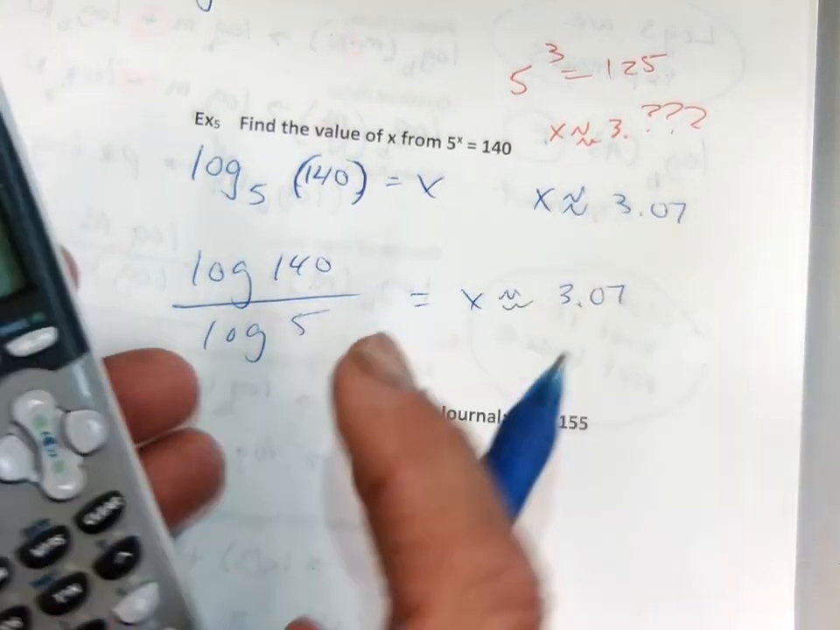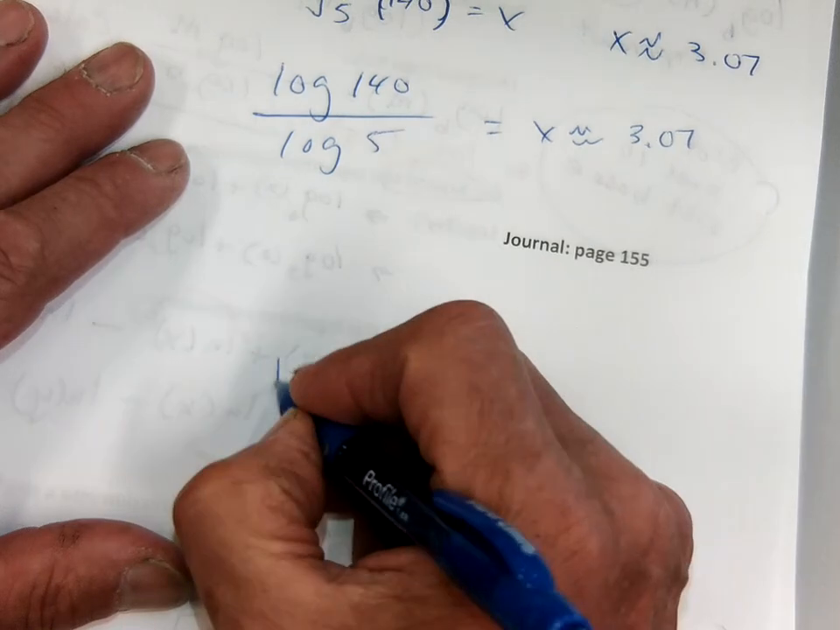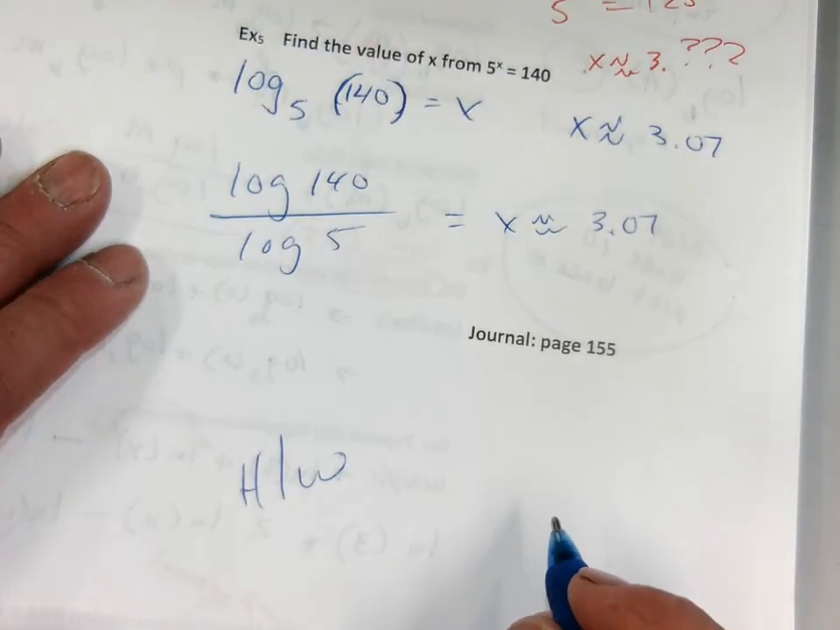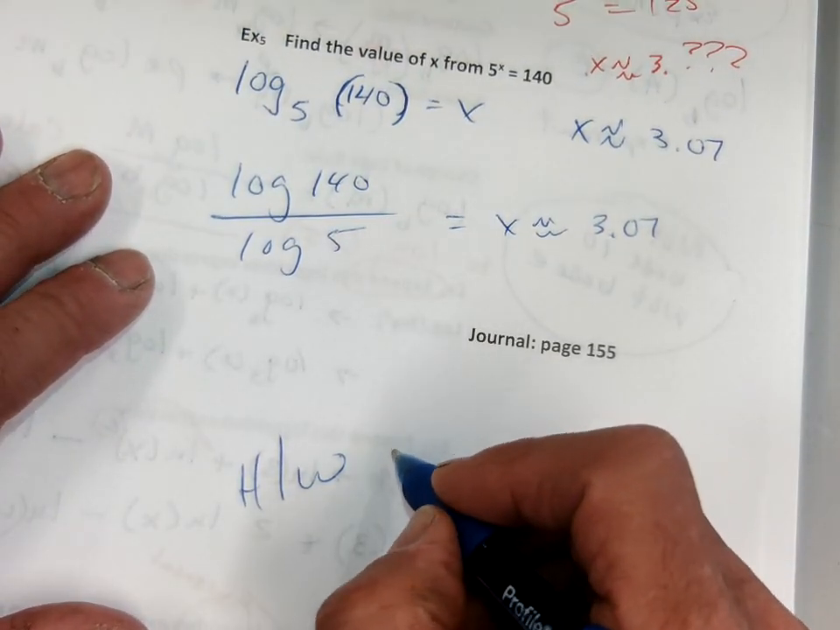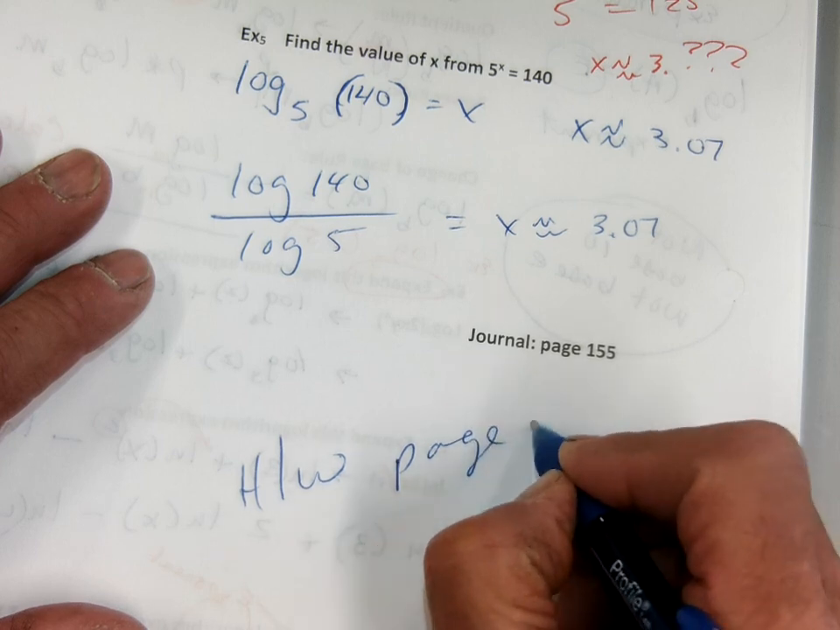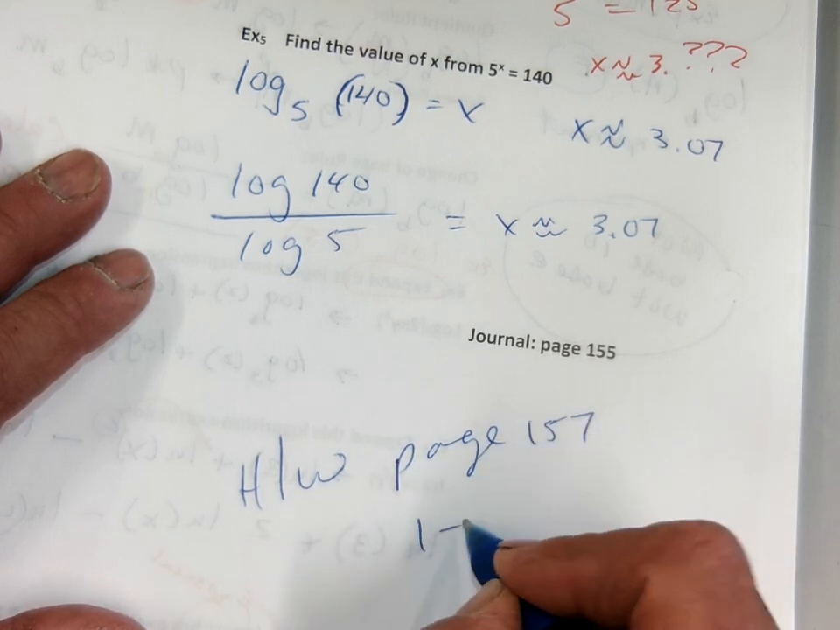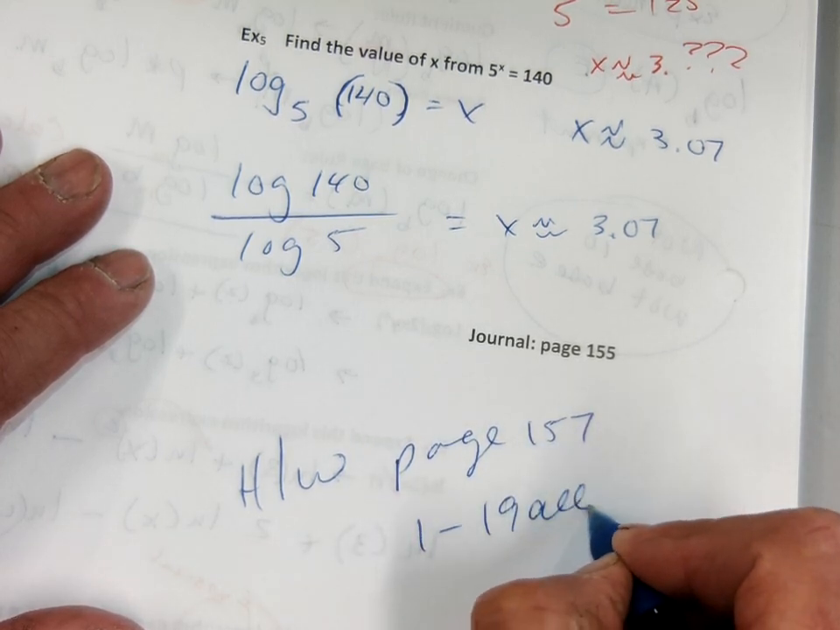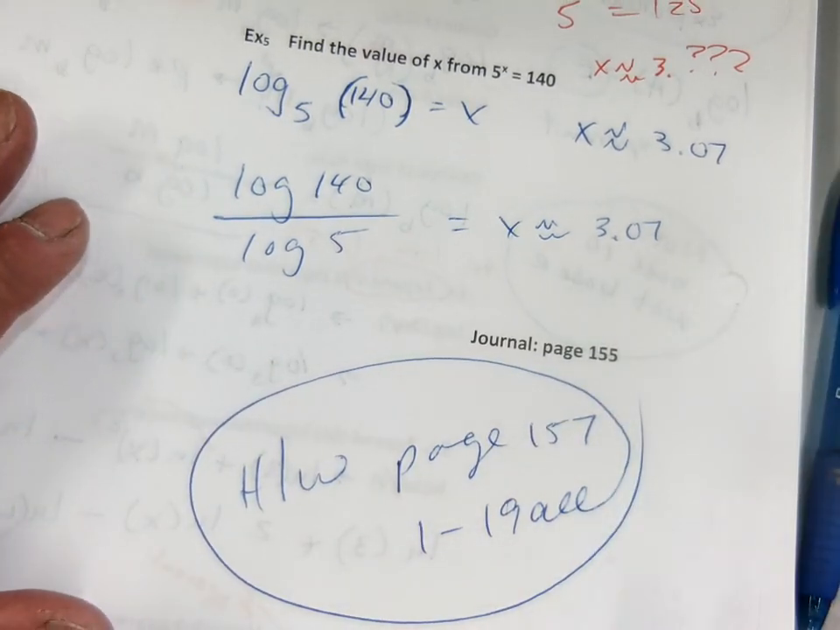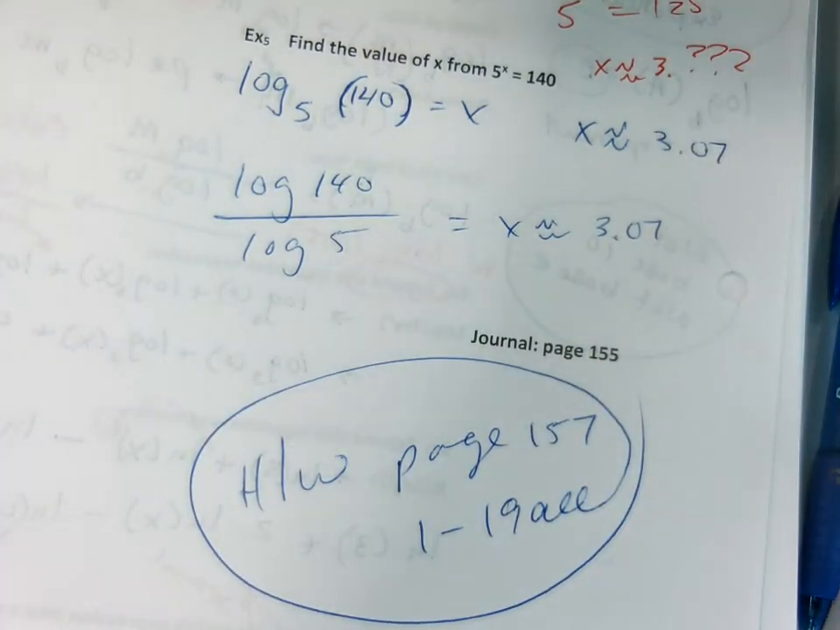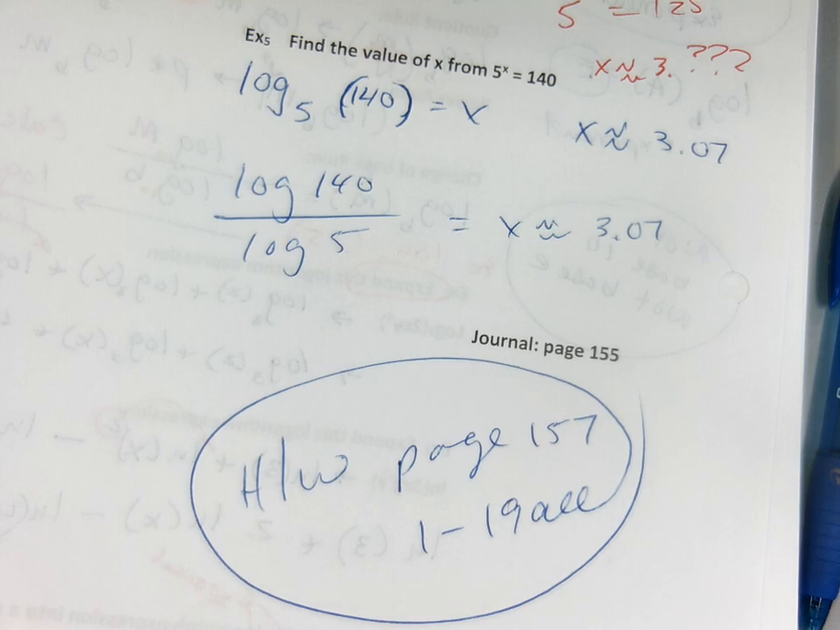Okay, so homework for us. Page 157. I want you to do 1 through 19. Oh, it's easy. On a Monday? Yes. Oh, it's easy. 1 through 19? Yeah, why not? That's easy. You'll get it done.